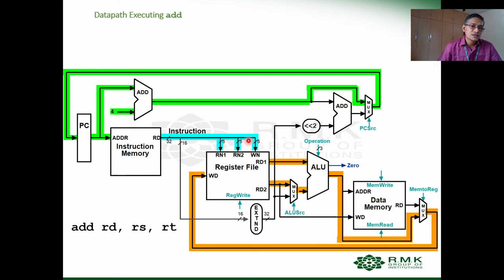So RS, RT, and RD we got, and this light brown color path indicates all the active functional units during the execution of the add instruction, combining both instruction fetch as well as the execution path for R type instruction.